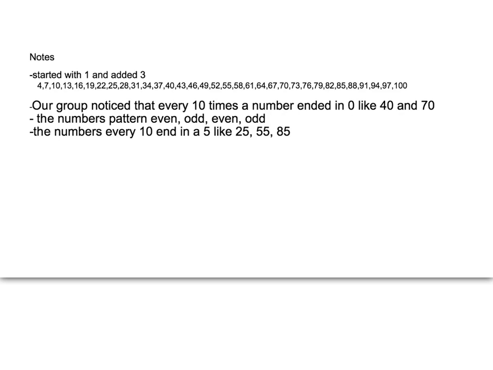And also, every 10 numbers, the numbers ended in a 5. For example, 25, 55, and 85. So it's every 30 numbers, but every 10 on the pattern list. And that's probably because when they're counting by 3s, 3 times 10 is 30. So that's why you see it in the increments.